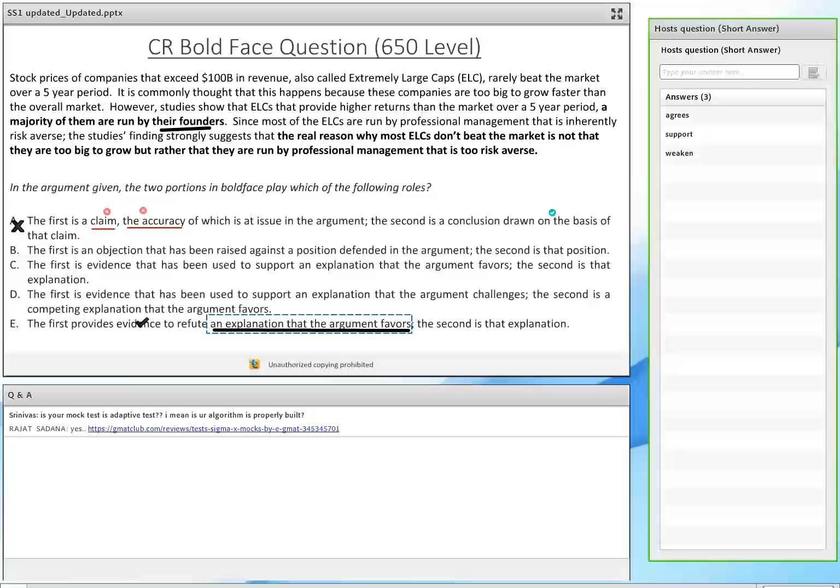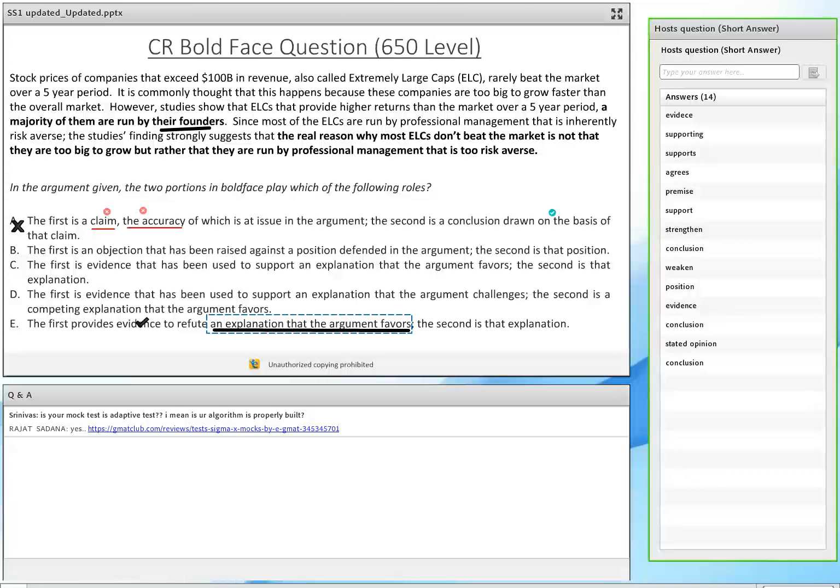What is an explanation? Okay, you're telling me the answer, eventual reason. An explanation is actually a conclusion. And who said that? Christine said that. Thank you, Christine. An explanation that the argument favors.